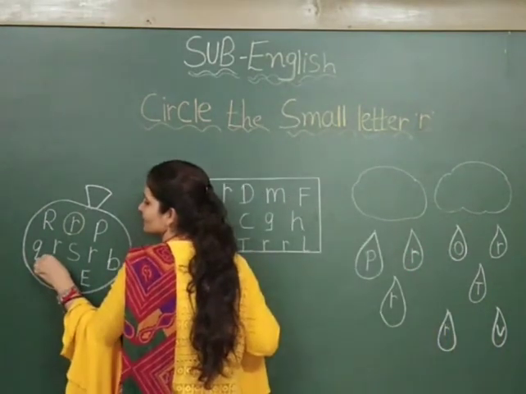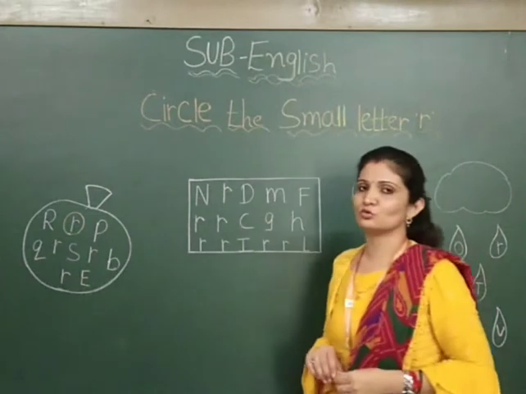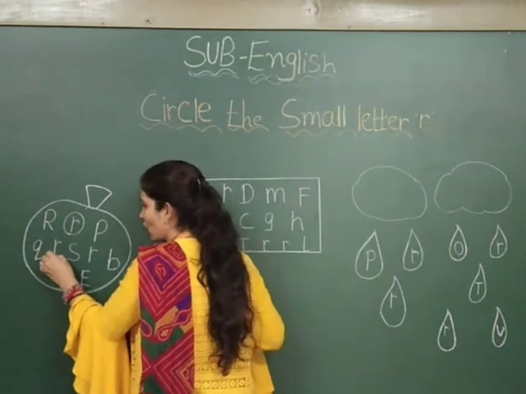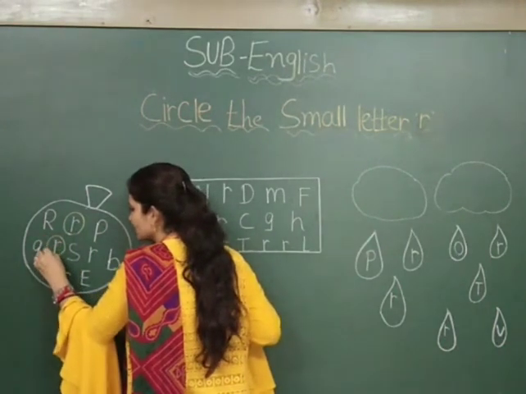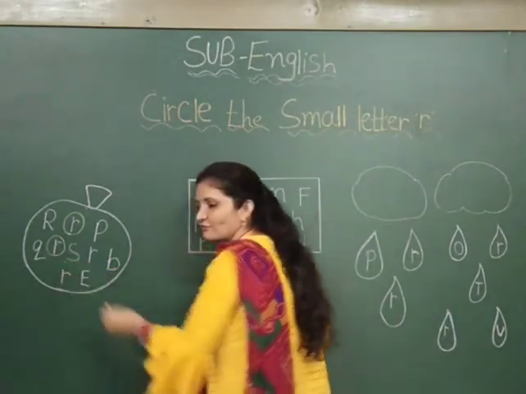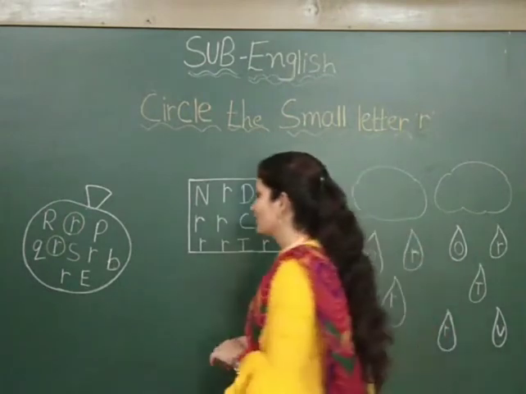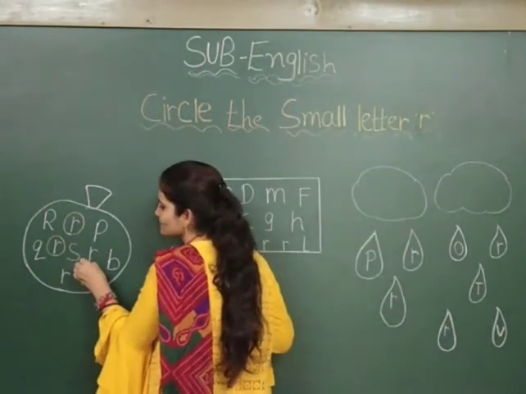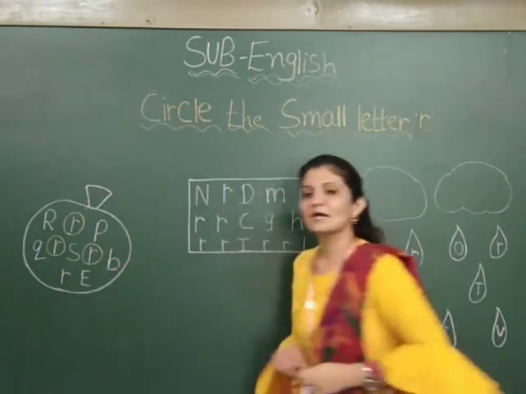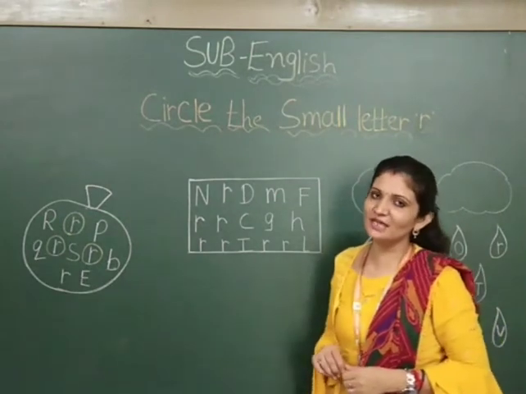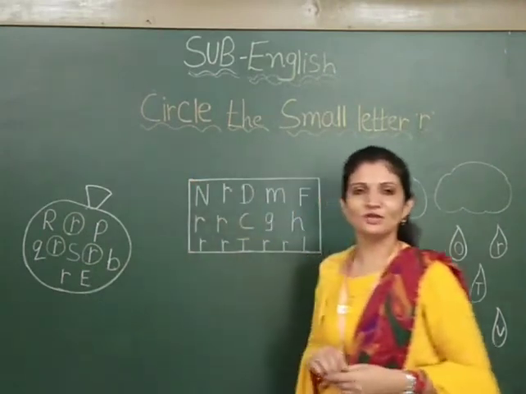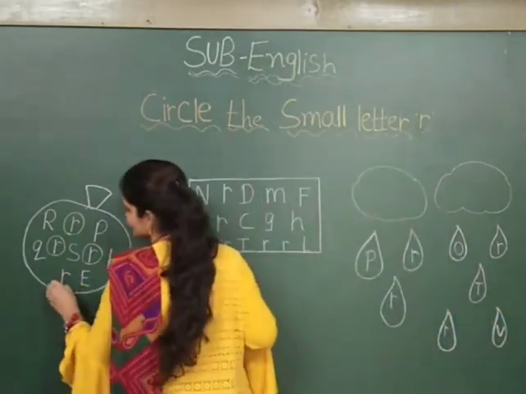Which letter is this? Small letter Q. So we don't want to circle it. This is, yes, small r. So we have to circle. This letter is S. So we have to circle? No. This is R. Small r. We have to circle? Yes. This is B. Small letter B. We have to circle? No. This is small r. We have to circle? Yes.